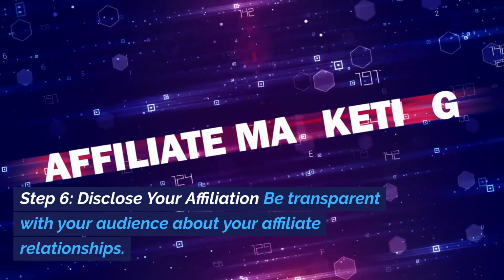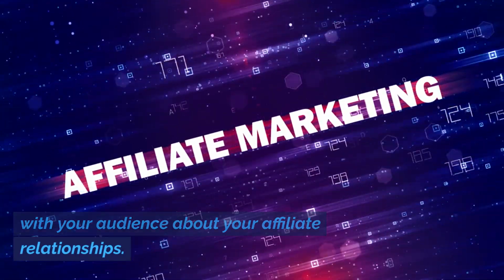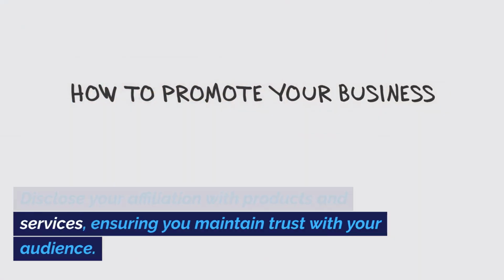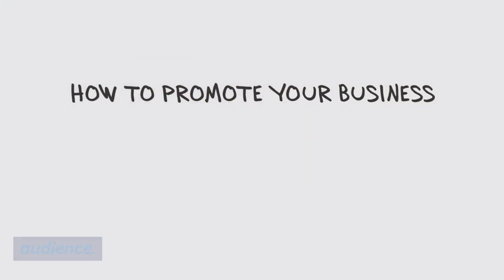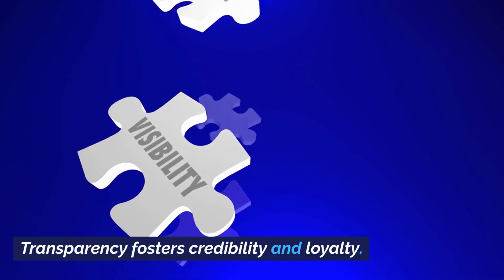Step 6. Disclose your affiliation. Be transparent with your audience about your affiliate relationships. Disclose your affiliation with products and services, ensuring you maintain trust with your audience. Transparency fosters credibility and loyalty.